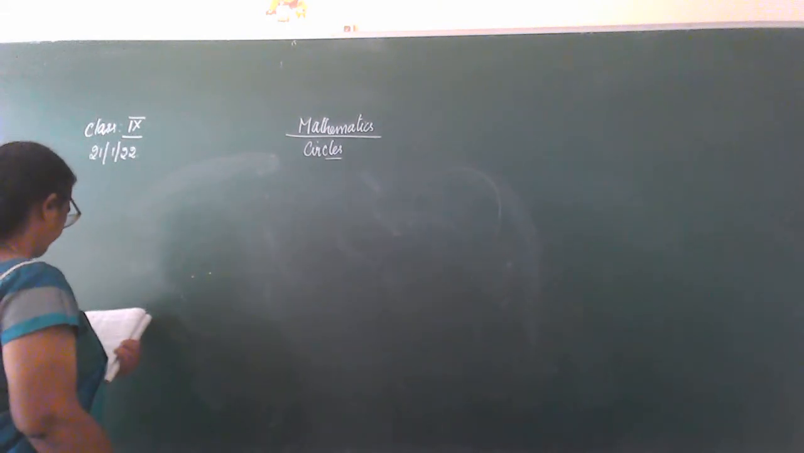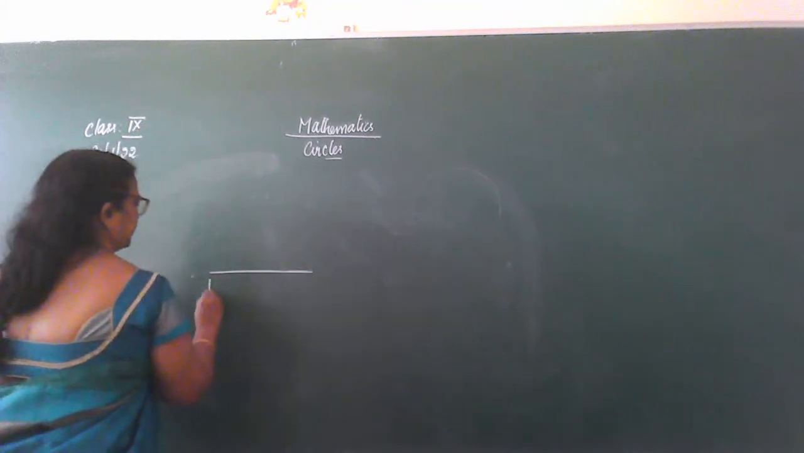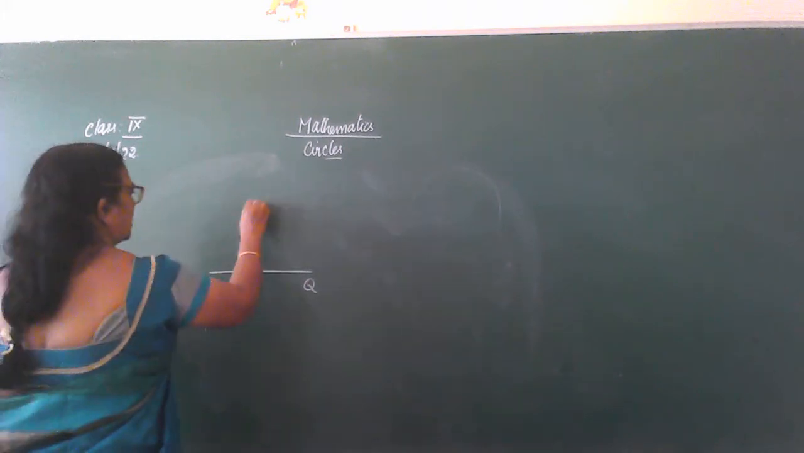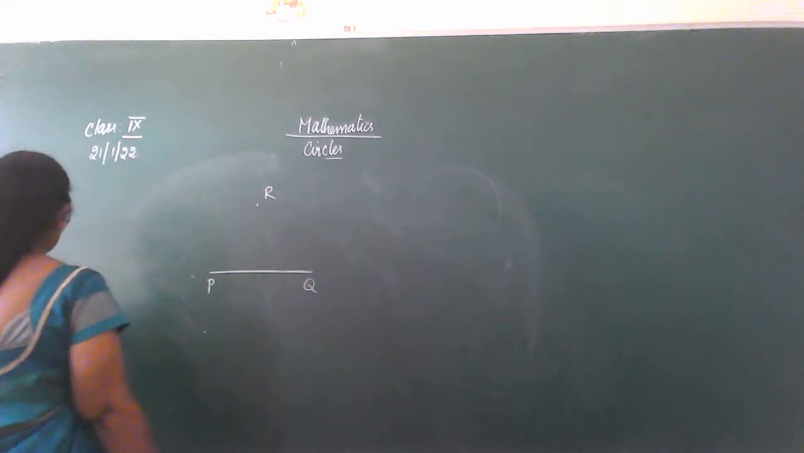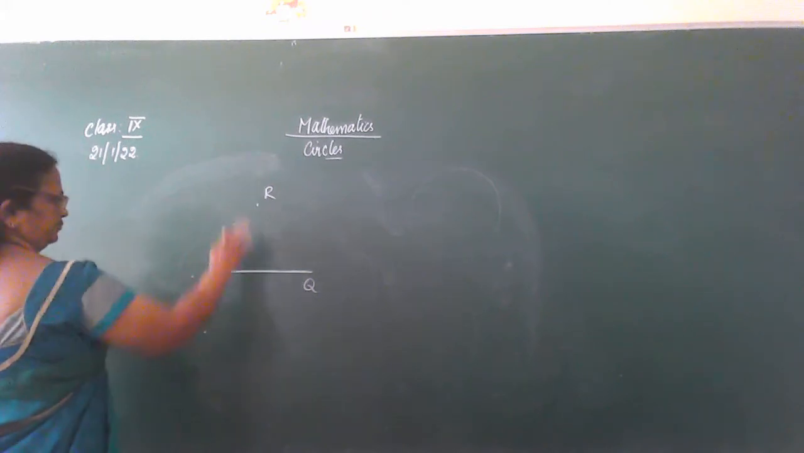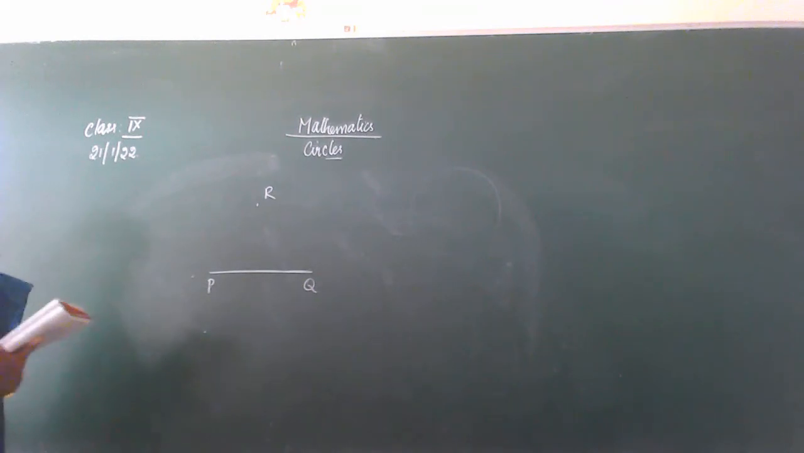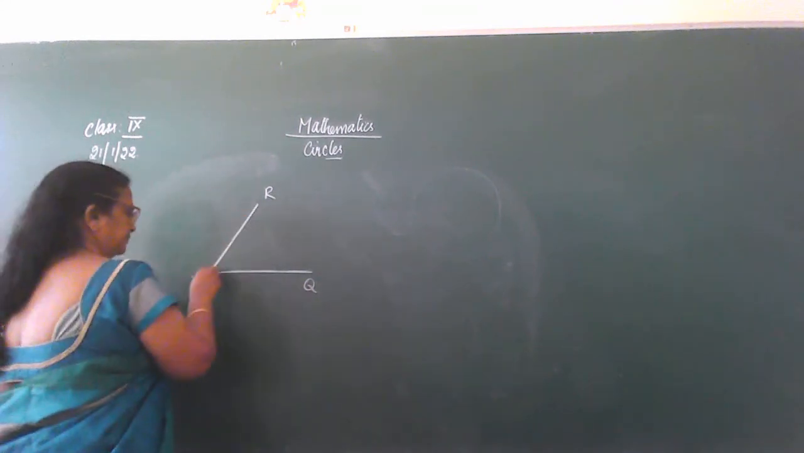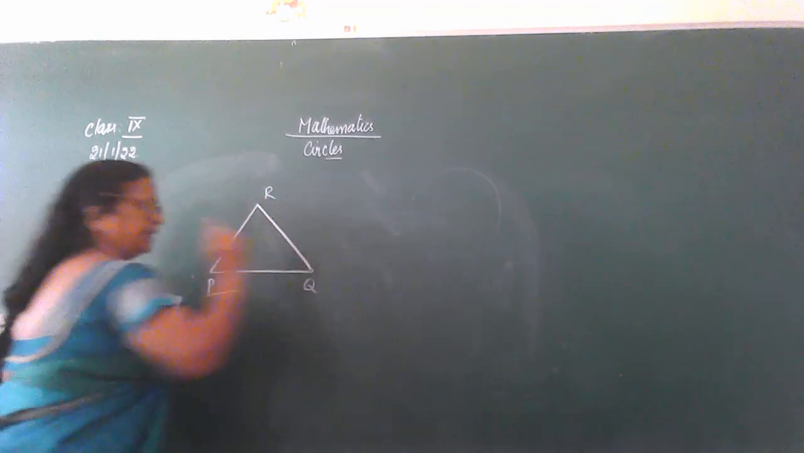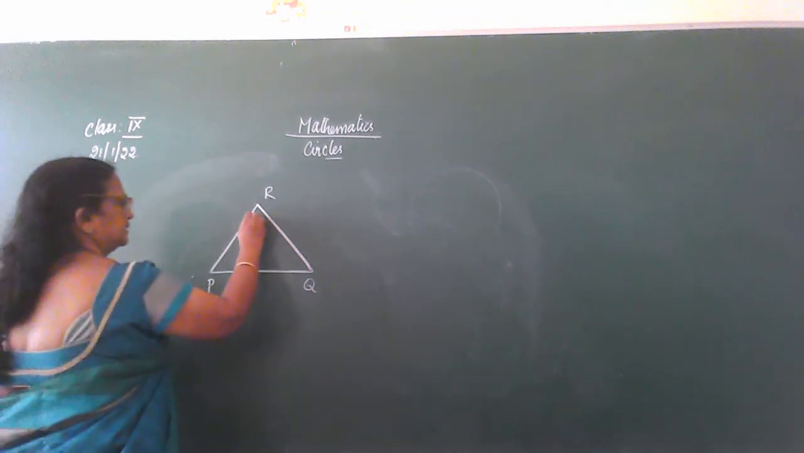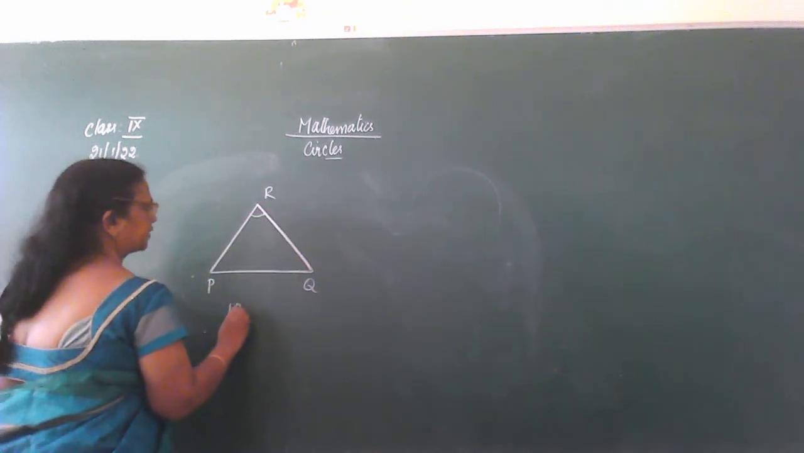See, take a line segment PQ. So, he is telling, take a line segment PQ and a point R, which is not on the line containing PQ. Join PR and QR. You get a triangle, isn't it? Then PRQ is the angle subtended by the line segment. So I can say PRQ.